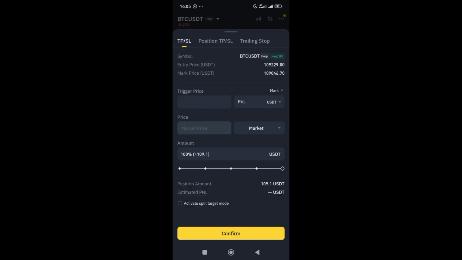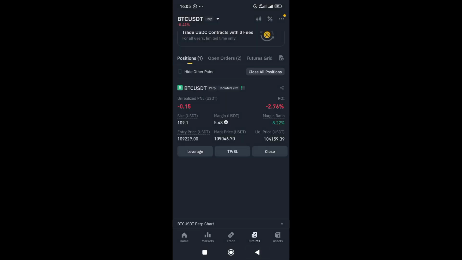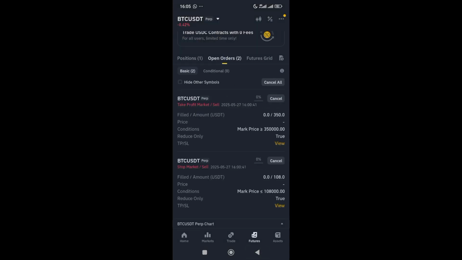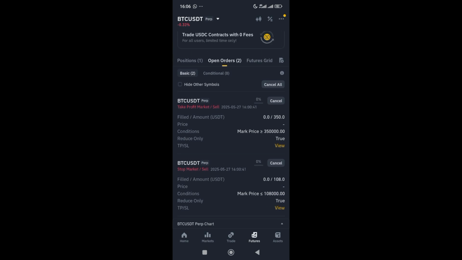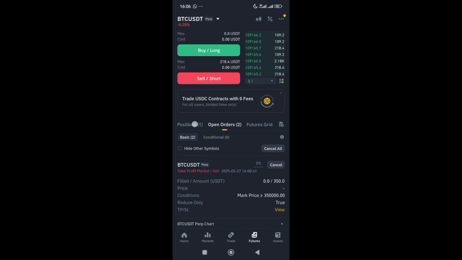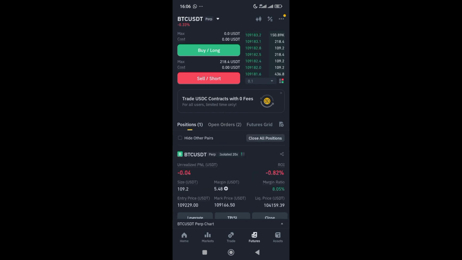Now let's go back. Okay, look at the orders we took. These are the two open orders, which is either it gets to this 350, or the stop loss at 108. Okay, so this is just it about it. It's very easy to do.